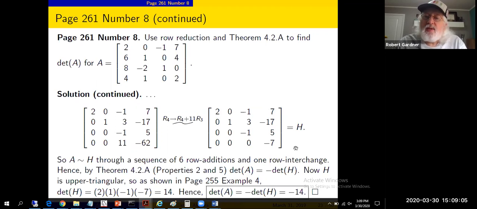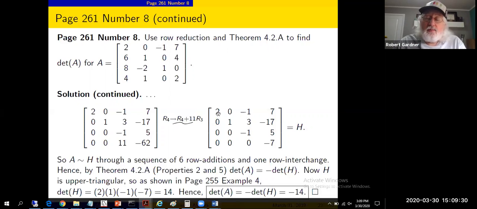So the plan's going to be put these matrices in row echelon form, not reduced row echelon form, and do it by using row addition and row interchange only, because you can. It can be put into an upper triangular form using only those row operations. Hey, we just said we got an upper triangular matrix.